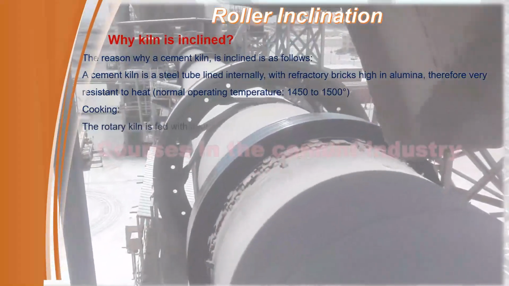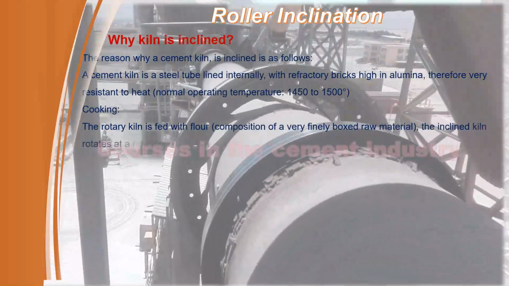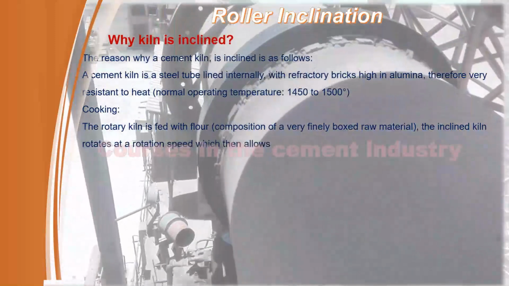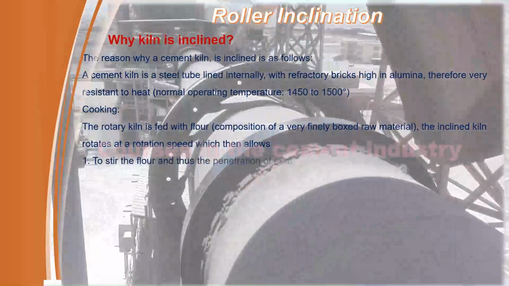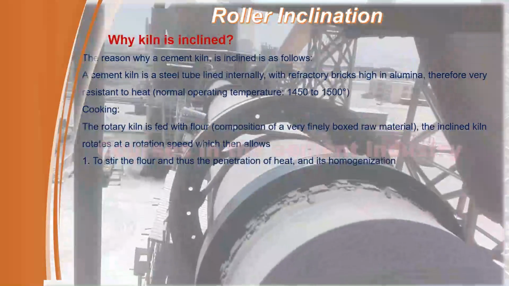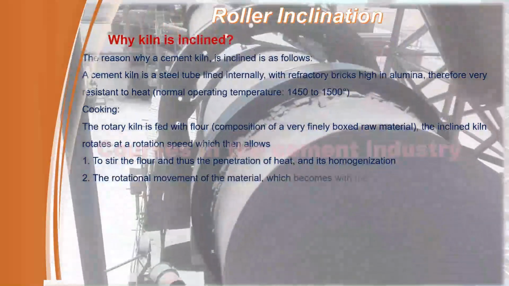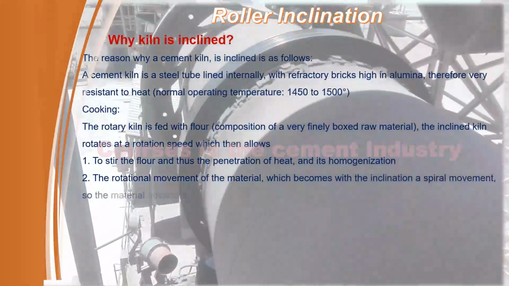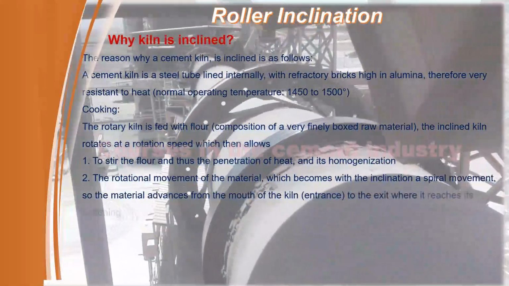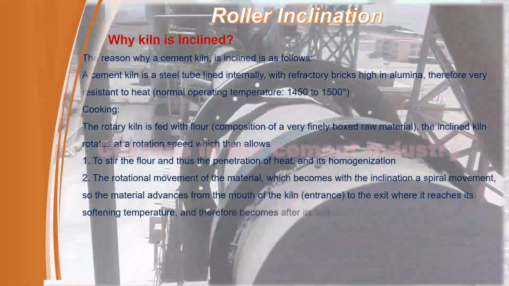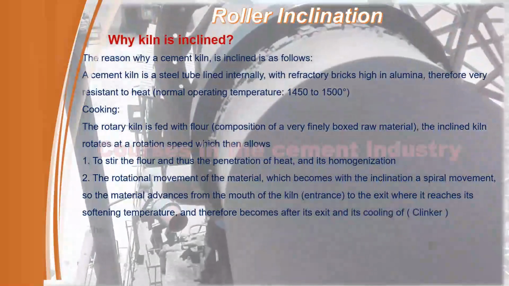The rotary kiln is fed with flour, a composition of very finely ground raw material. The inclined kiln rotates at a rotation speed which allows, first, to stir the flour and thus the penetration of heat and its homogenization. Second, the rotational movement of the material becomes, with the inclination, a spiral movement, so the material advances from the mouth of the kiln, the entrance, to the exit where it reaches its softening temperature, and therefore becomes, after its exit and cooling, clinker.